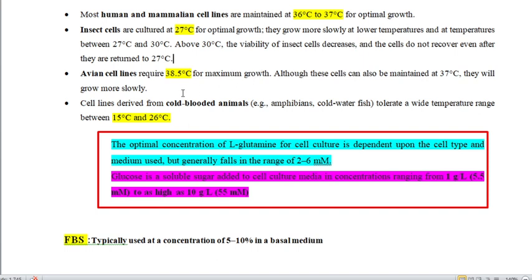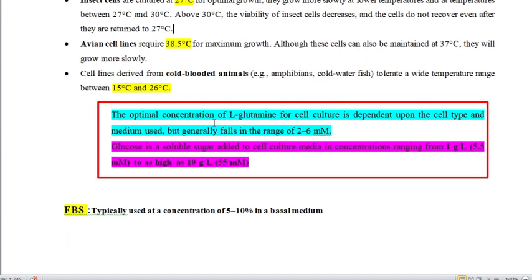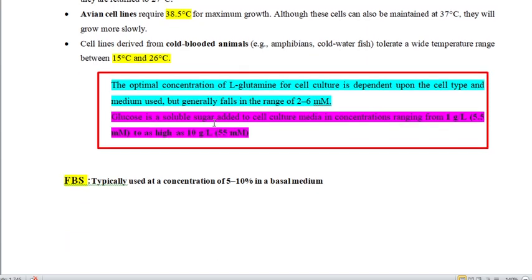Next, avian cell lines require 38.5 degrees Celsius for maximum growth, and at 37 degrees Celsius you can also maintain them, but at that temperature they will grow very slowly. And cell lines derived from cold-blooded animals like cold water fishes and amphibians can tolerate a wide temperature range from 15 degrees Celsius to 26 degrees Celsius. Next, you should know about the optimal concentration of L-glutamine, which acts as an amino acid supplement for all your cell cultures.